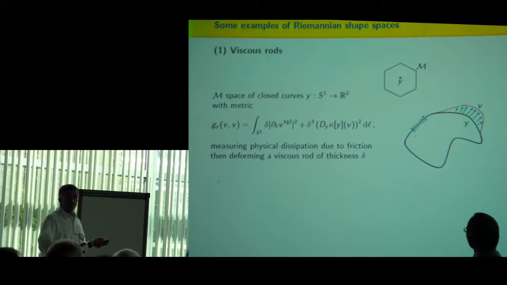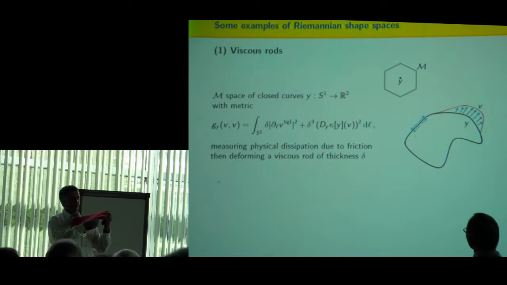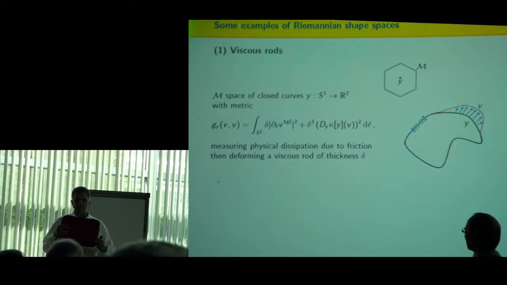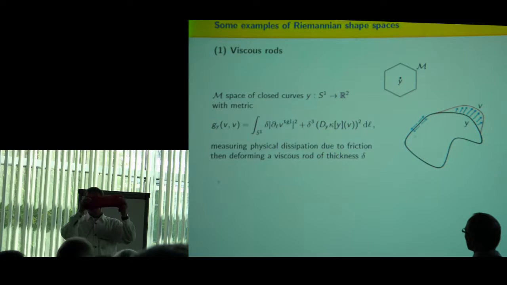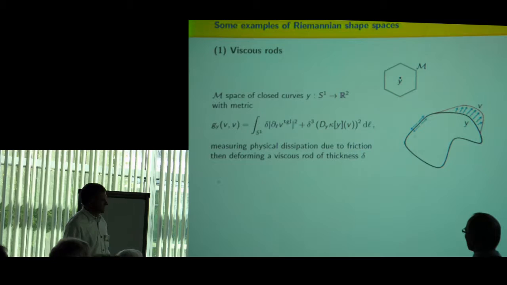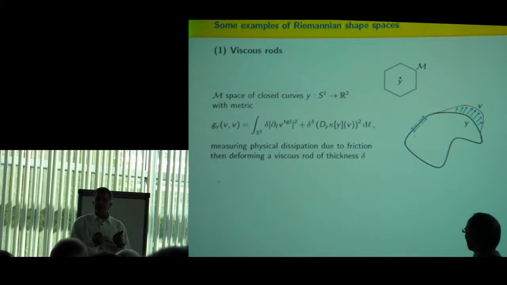So I start with something one-dimensional. Basically, if you look at this here, and just look at this cross-section here, this is a viscous rod. And this viscous rod can undergo two different types of deformations. It can be tangentially stretched, or it can undergo normal bending. This is sketched over here: tangential stretching and normal bending. And now there is a response via this metric G to this.